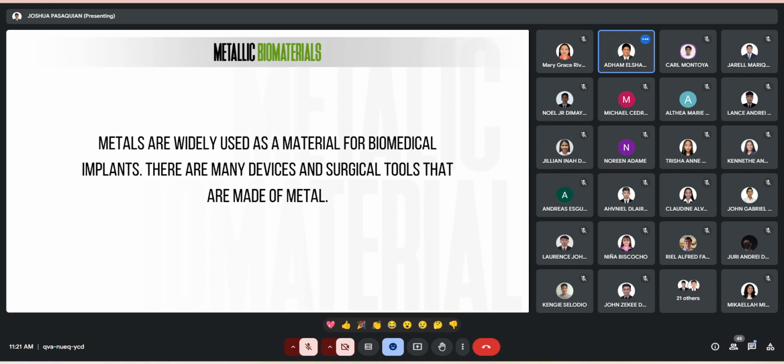Next slide, please. So, here is the list of the metallic biomaterials and their properties and applications. For example, titanium and its alloys, pure titanium, has properties such as lightweight, excellent corrosion resistance, and enhanced biocompatibility. Applications include pacemaker cases, housing for ventricular assist devices, total joint replacement, and maxillofacial, craniofacial, and dental implants. Next slide.